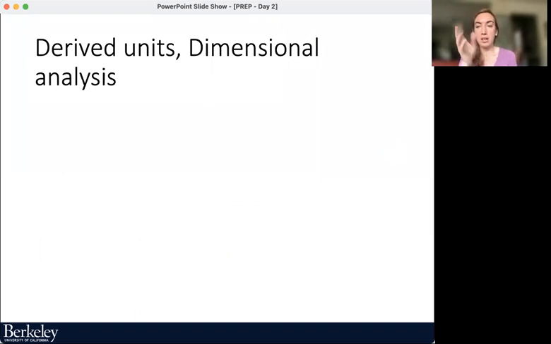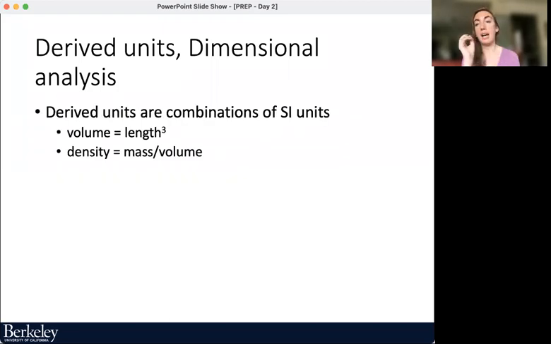So someone very early on when we were talking about SI units brought up joules. Joules are a very important unit that we use all the time, but a joule is related to those other SI units. Derived units in general are combinations of SI units. You might have noticed we didn't have an SI unit for volume, and that's because volume is just length cubed. We don't need an SI unit for volume because we have an SI unit for length. And similarly, density is just mass divided by volume.